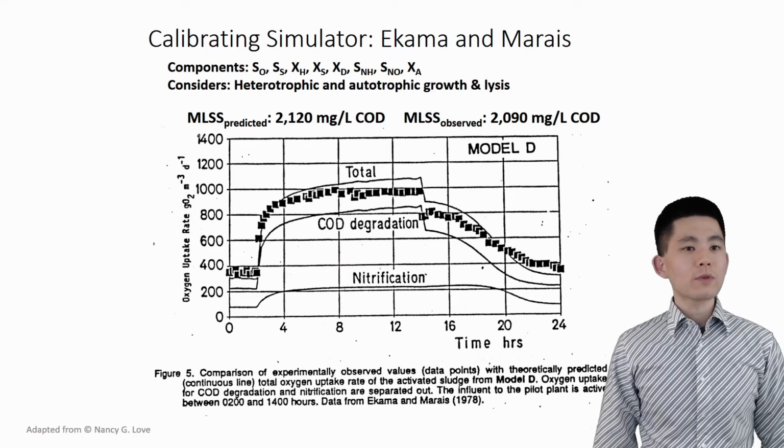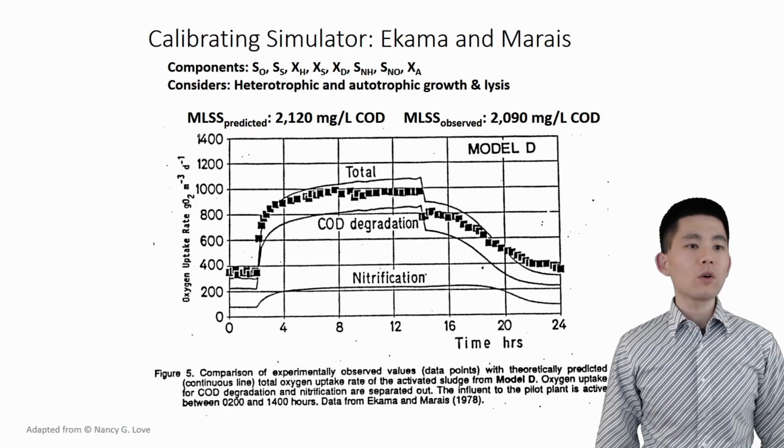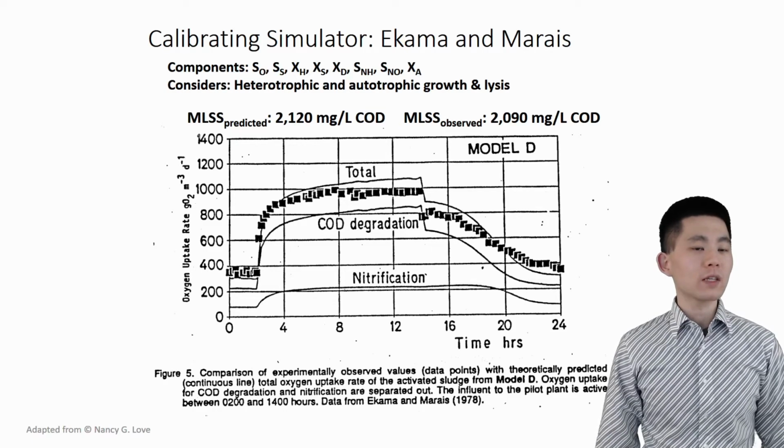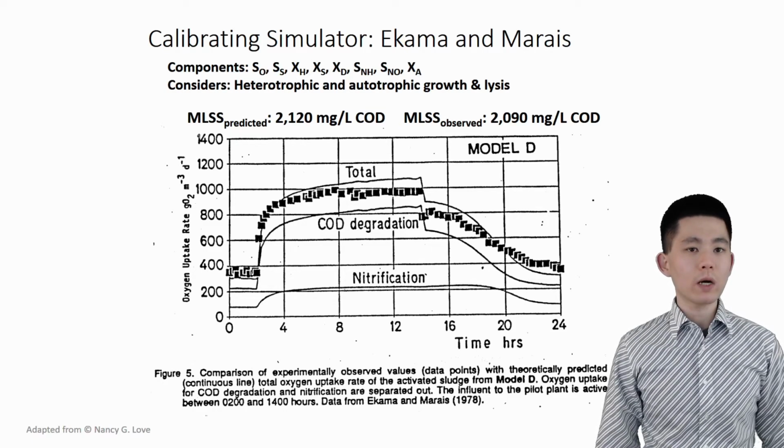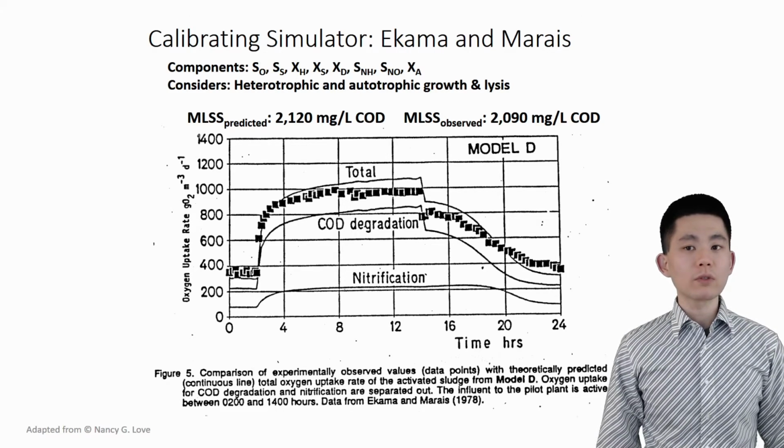So, the substrates and autotrophic biomass for the nitrification process were included. Now, both the oxygen uptake by heterotrophs and the nitrifiers could be plotted out, and the total oxygen uptake rate matched the experimental values reasonably well. The predicted MLSS was also close to the observed one.